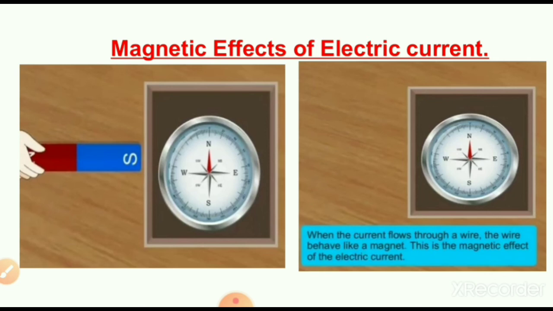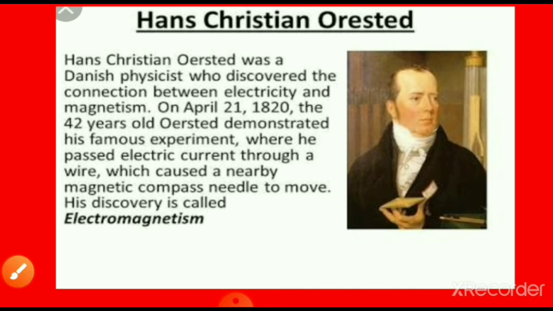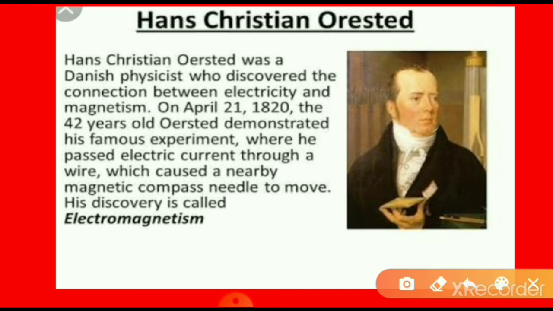This was first noticed by the scientist Hans Christian Ørsted. Who is this? This magnetic effect of electric current was first noticed by the scientist named Hans Christian Ørsted. He is one of the scientists who discovered the magnetic effect of electric current. His discovery, the movement of the magnetic compass needle, is called electromagnetism.